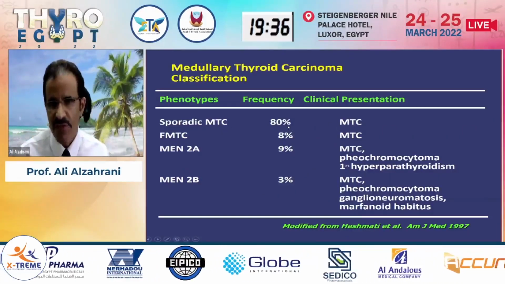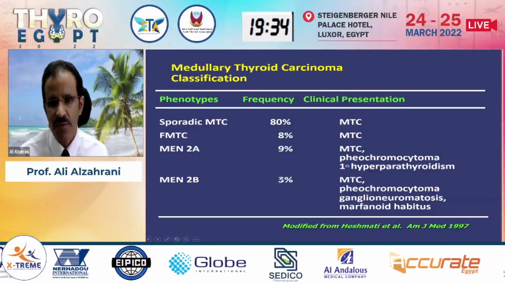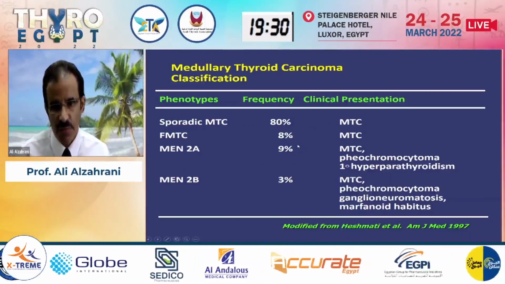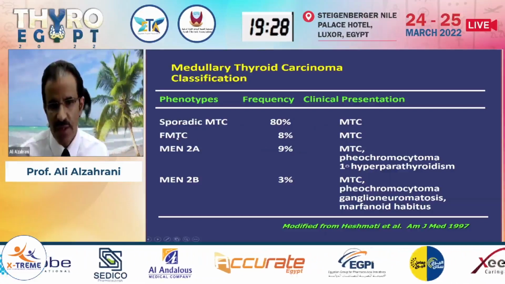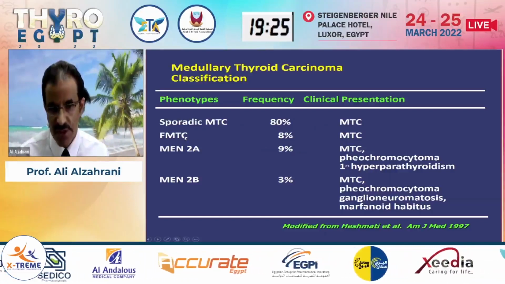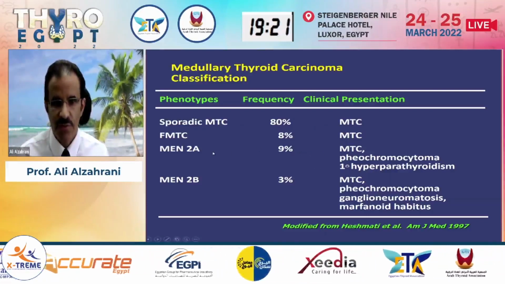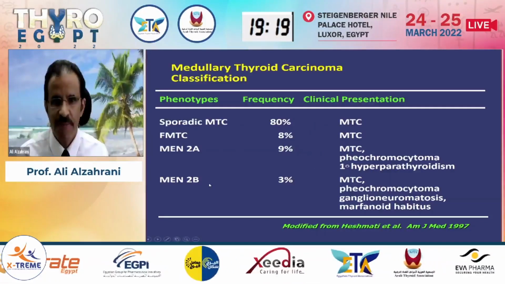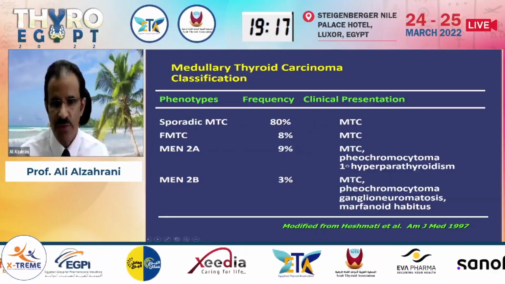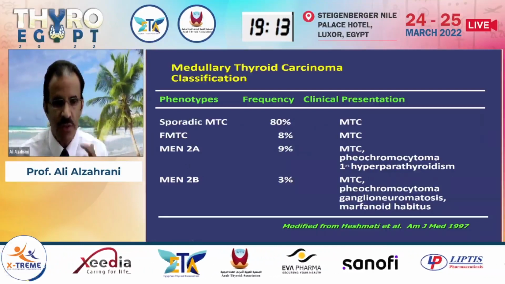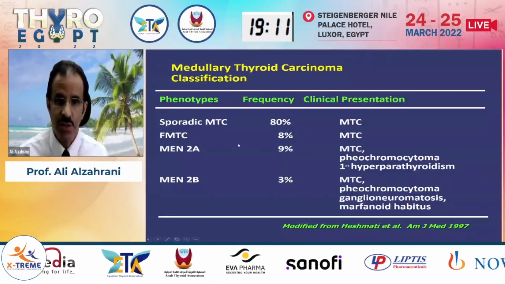Then we have the familial type. 20 to 25% of patients have familial types, and it comes in different formats. It comes as familial medullary thyroid cancer isolated. In other words, there's no other features of the MEN2A or 2B. The patient just comes with medullary thyroid cancer, and he or she has family history, or RET oncogene is positive.